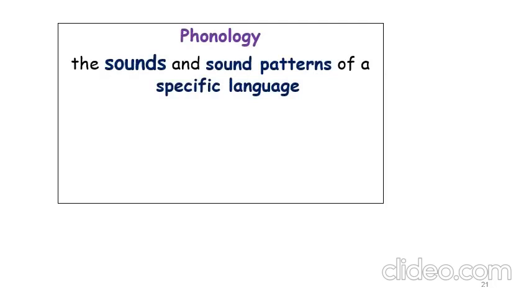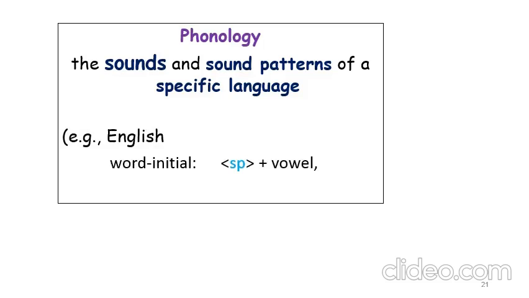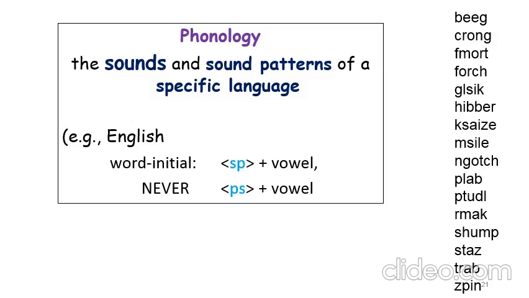Phonetics is the study of the production, transmission, and reception of speech sounds. Phonology is the study of the sounds and sound patterns of a specific language. Our focus is English phonology. At the beginning of an English word, you can start the word with S and P followed by a vowel. Never, P plus S plus a vowel. This is in English. Here's a list of nonsense words.